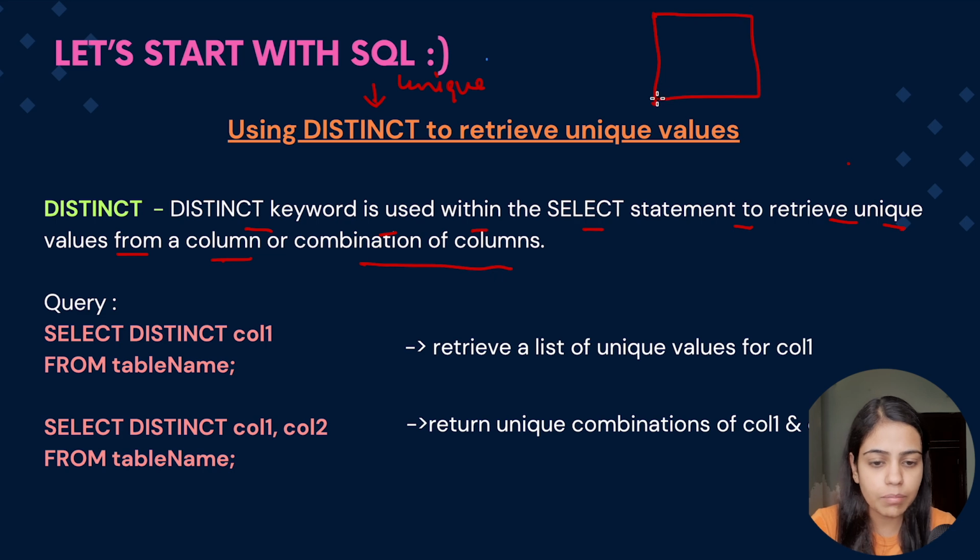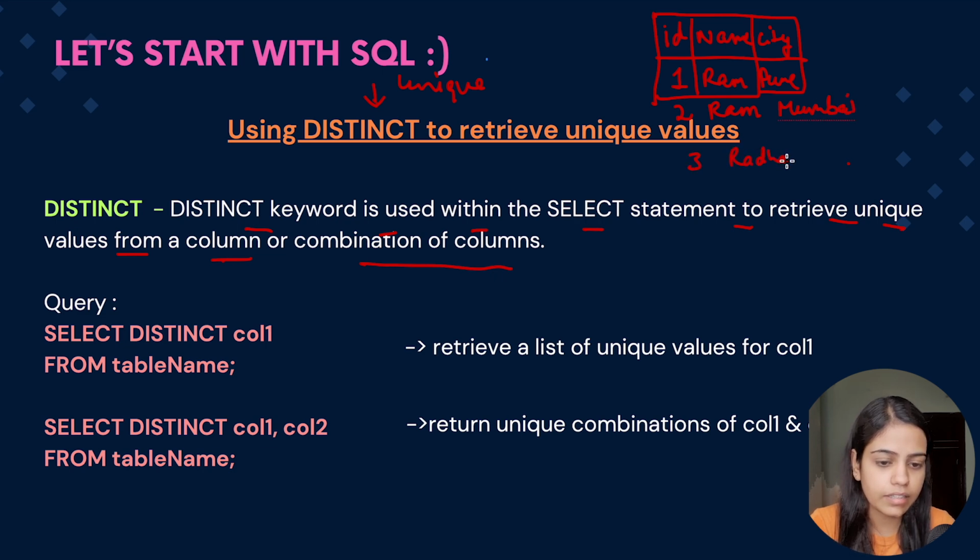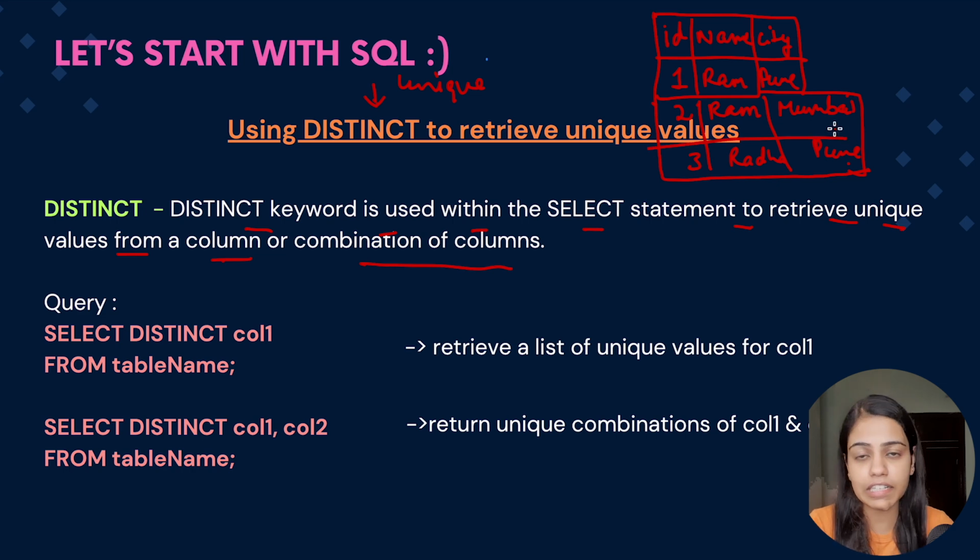Consider that there is a table of employee which has 3 columns. First one is ID, second one is name and the third one is city. So let's just feed some data. ID is 1, name is Ram, city is Pune. ID is 2, name is Ram, city is Mumbai. ID is 3, name is Radha and the city is again Pune. So we have made a table, we have entered the details of 3 employees and now we want to see how this distinct keyword is working.